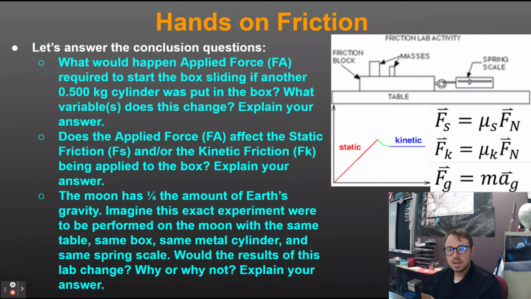Now, this last question: the moon has 1/60 the amount of Earth's gravity. Imagine this exact experiment were performed on the moon with the same table, same box, same metal cylinder, and same spring scale. Would the results of this lab change? Why or why not? The answer is yes, it would change, because you wouldn't change the nature and condition of surfaces by going to the moon, but what you would change is how hard those surfaces are pressed together.